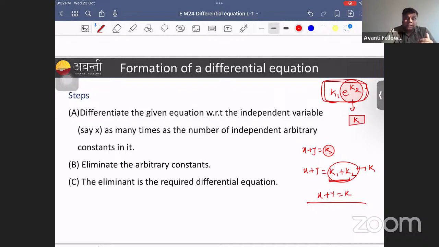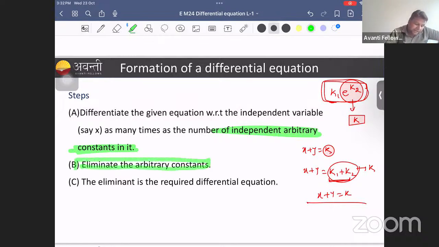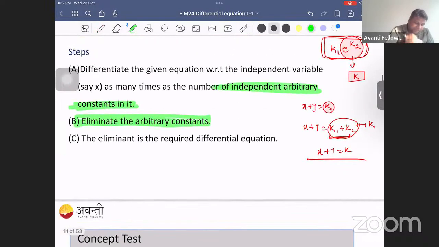So in a differential equation, we first of all differentiate the given family of curves with respect to the independent variable, which is x, as many times as there are independent arbitrary constants. The only priority is to eliminate those arbitrary constants. After elimination, whatever you get is the differential equation. Got it?